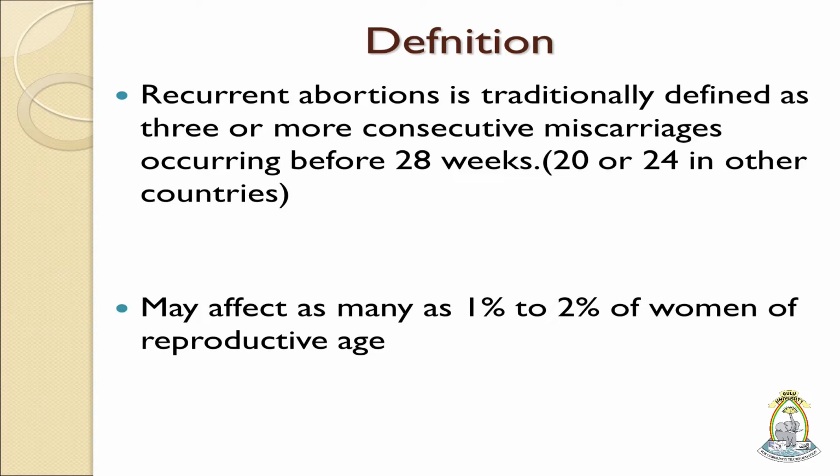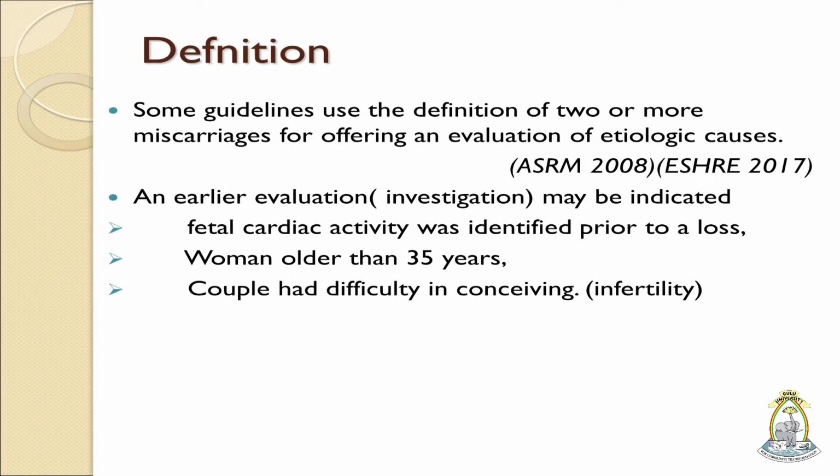This recurrent pregnancy loss affects up to 2% of women of reproductive age. Some guidelines use different definitions, like the American Society of Reproductive Medicine. They use a lower cutoff. If you have two or more pregnancy losses, you are actually considered to have recurrent pregnancy loss.